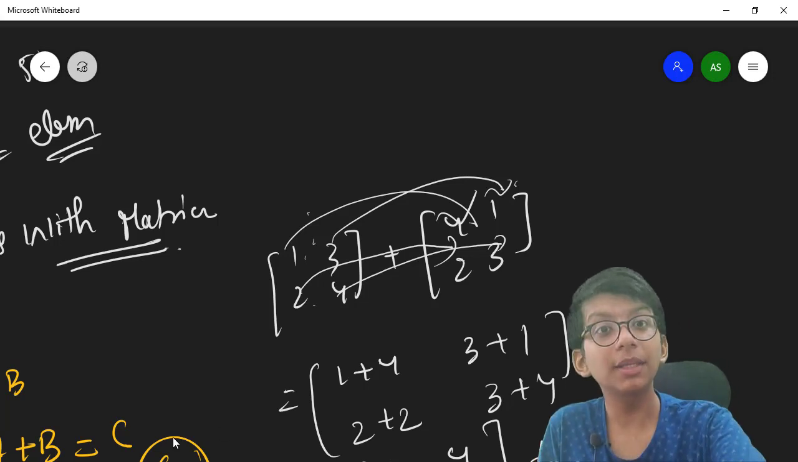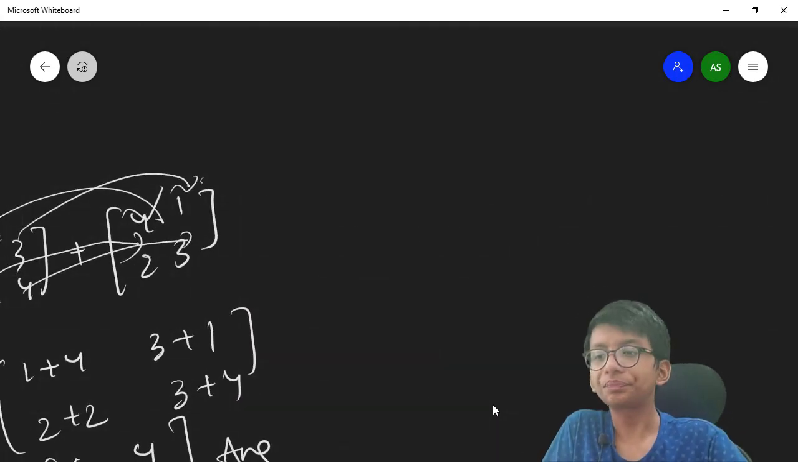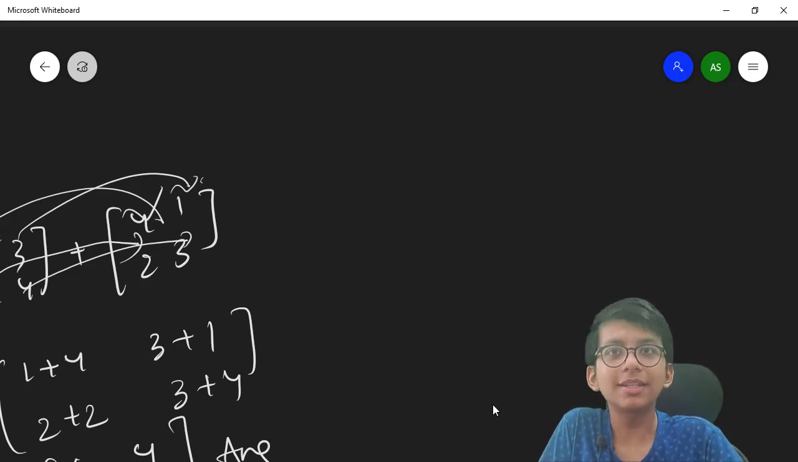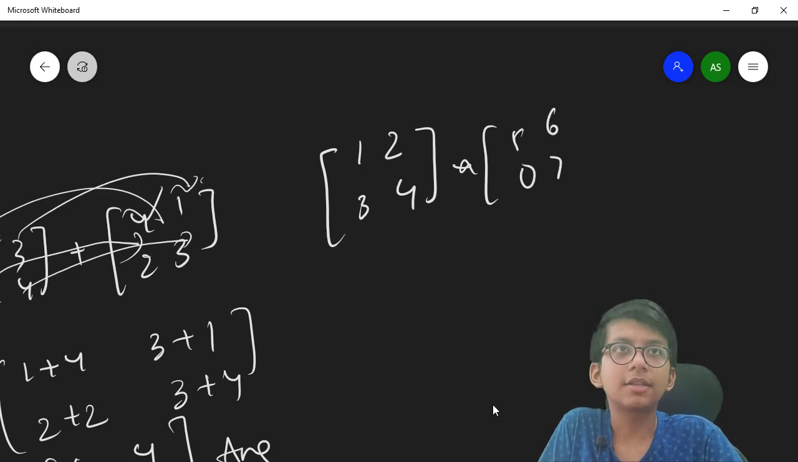Now, how do you do the multiplication of matrices? For example, you have a matrix 1, 2, 3, 4 times a 2 by 2 matrix 5, 6, 0, 7.